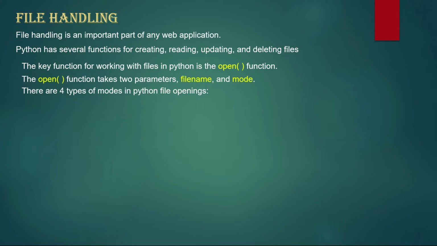The key function for working with files in Python is the open function. It is the major function for creating a file, using a file, or reading a file. The open function takes two parameters, a file name and a mode, which kind of mode you want. There are four types of modes. The first one is X, which means creating the specified file. Whatever kind of file you want to create, it will be created by using X.